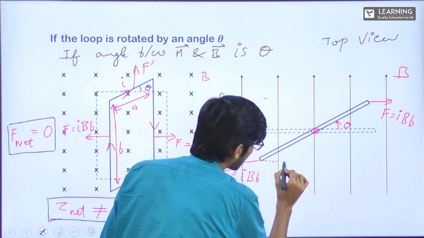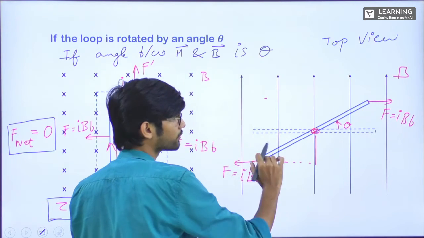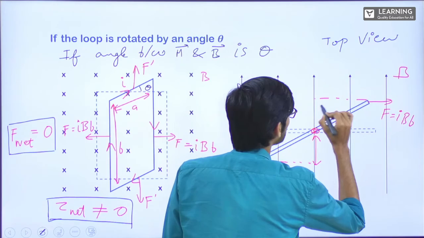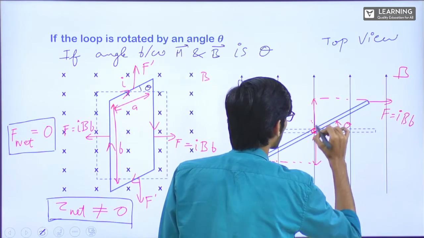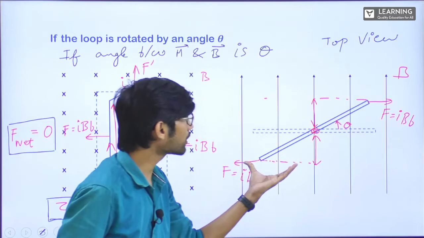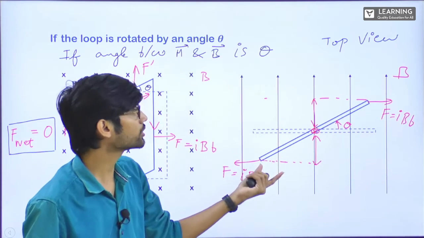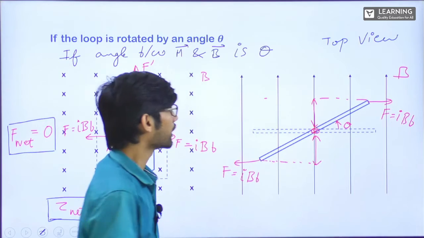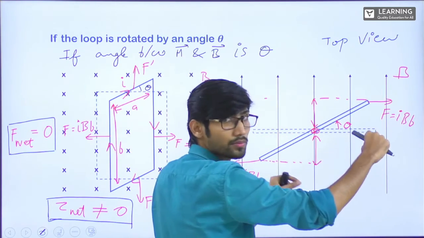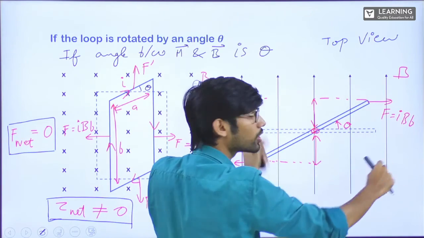From here, the perpendicular distance between the line of action of this force and this axis, this distance. Correct? So torque will be this torque plus this torque. Torque is a vector quantity, right? If the direction of the torque is the same, we will be adding it. Now see, this torque is rotating this rod clockwise. From here, it's like a rod only, that's why I'm saying rod. It is rotating it clockwise.